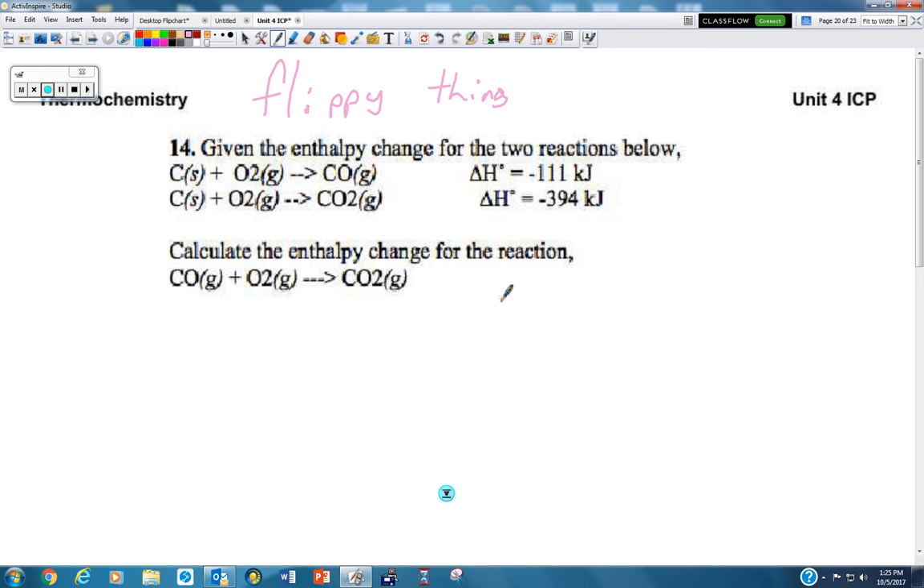So again, in this process for what we're calling the flippy thing, this is really just an application of Hess's law. And so basically it's a manipulation of the heat of formations to get to a goal equation. Our goal equation in this is the one that we're given in the problem. So this is our goal equation.